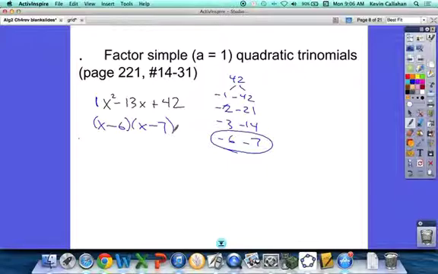Remember, we're going to get to the one where a does not equal 1. And then once you've got those two numbers, you've got to split up the middle term and group the first two and group the last two. But you don't need to do that with this. Because a equals 1, you're done. Once you've found those two numbers, you're done. Don't try to turn it into something more than it is.